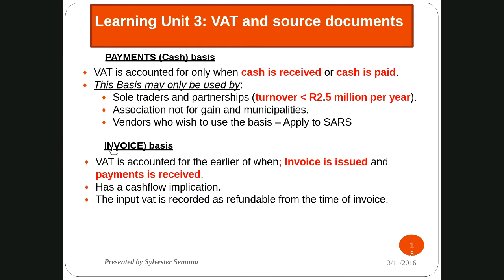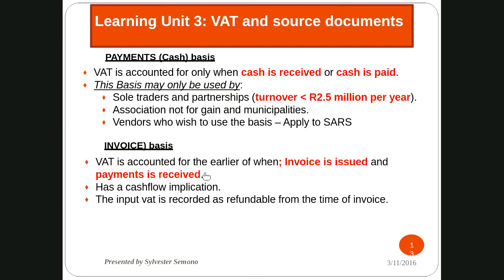If you use the payment basis for accounting for VAT, it means you can only calculate VAT when you receive cash, meaning we only need cash. If there is no cash, we don't calculate VAT, we don't account for VAT, meaning we don't record VAT in the books of accounts. I can give you a practical example. Let's say you buy from me on credit, and I say you are going to pay me at the end of the month. I cannot account for that VAT in my books now. I must wait till I receive cash from you.